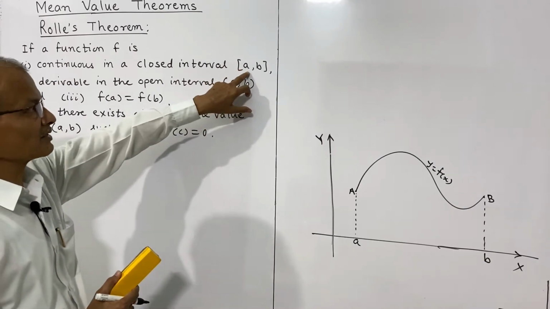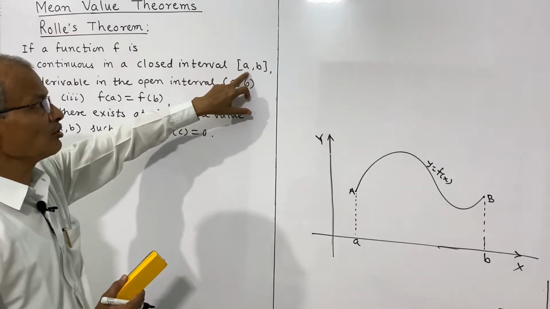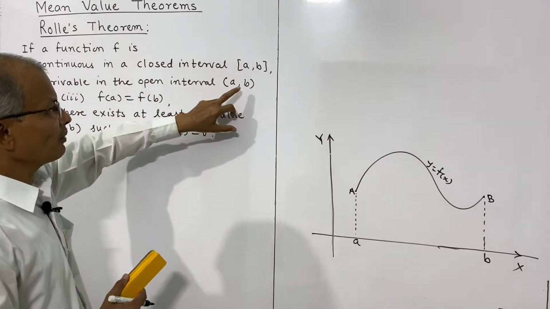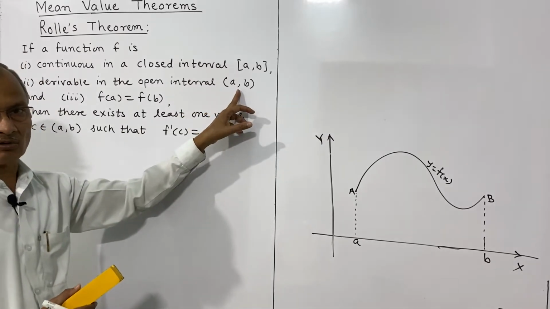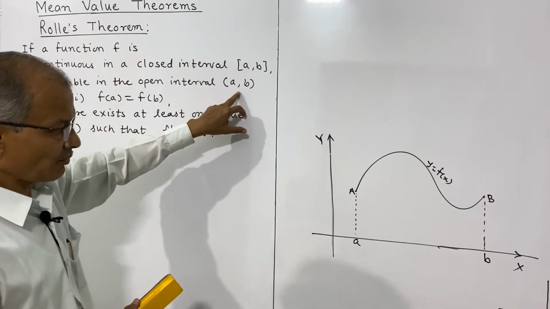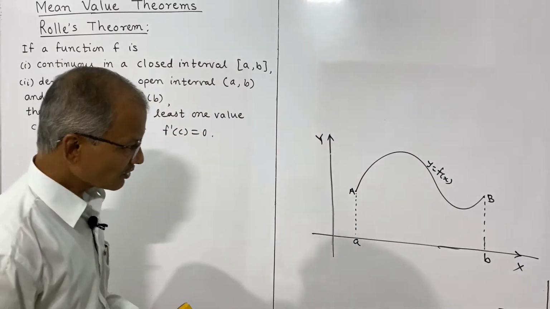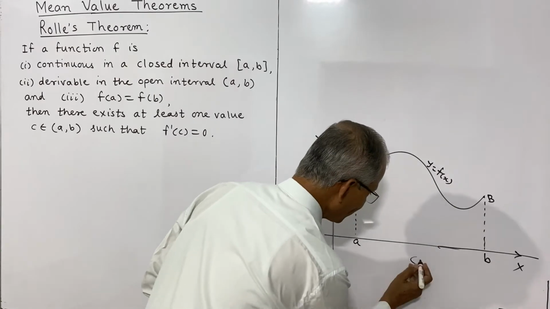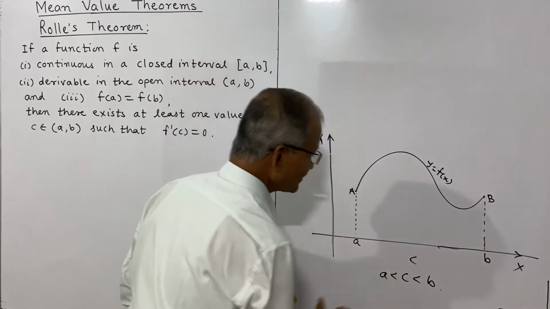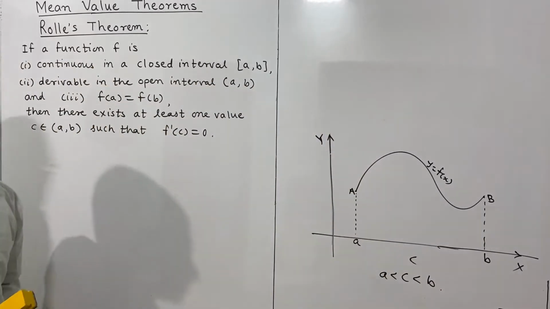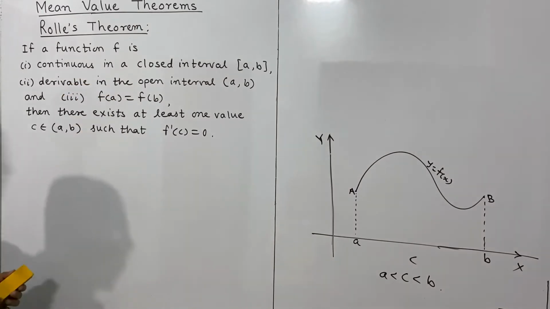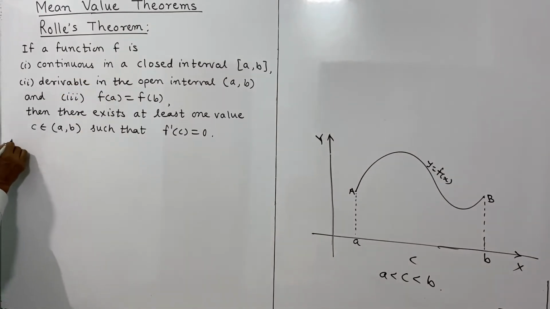Here all the points between a and b, including a and b, are considered in the closed interval, and in the open interval the end points are not included. So except the end points, all intermediate points are there in the open interval. So c is some point between a and b, that means a is less than c is less than b, such that the derivative at that point is 0. So this is the meaning of the statement of Rolle's theorem. Now we shall prove the theorem.